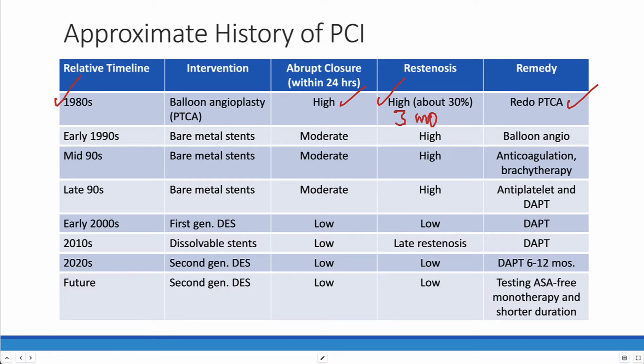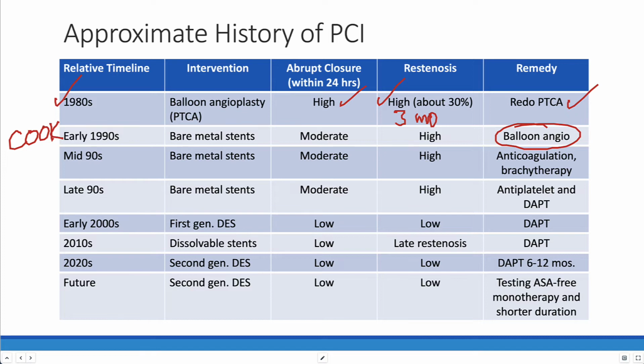In the early 90s then, we came out with these bare metal stents, and the Cook stent was the first one. Then the Palmaz-Schatz stent we thought was just the greatest thing in the world because it didn't have quite as high of an abrupt closure rate, but the restenosis rate was still bad. So the fix for that was ballooning the stent again.